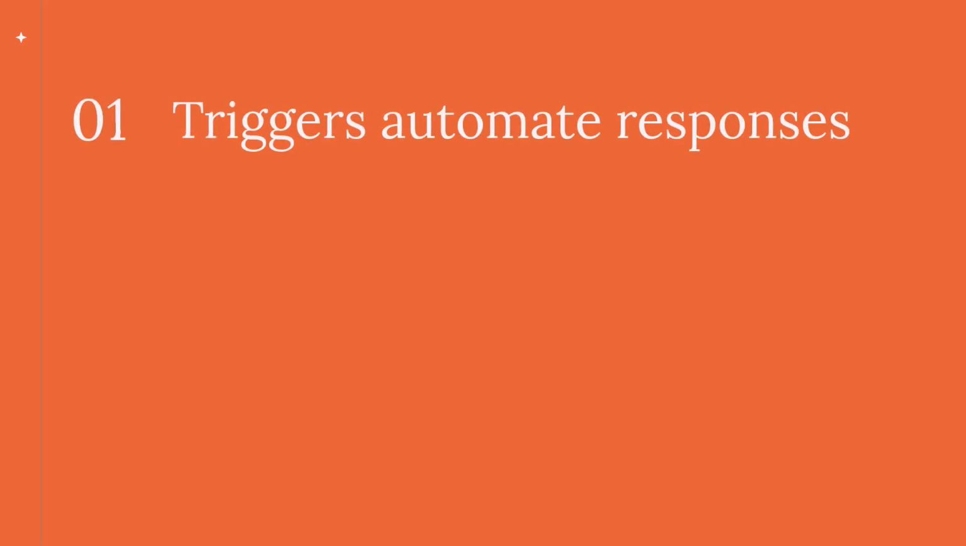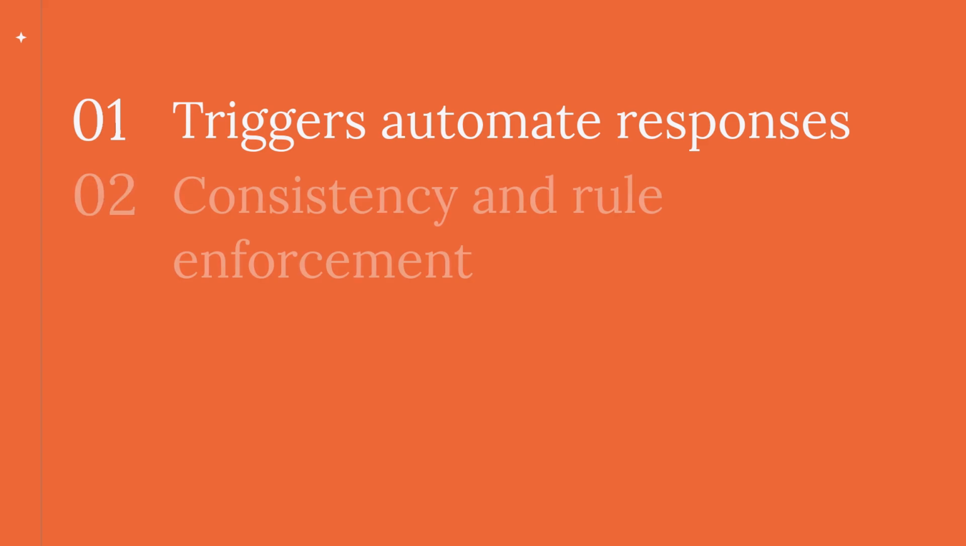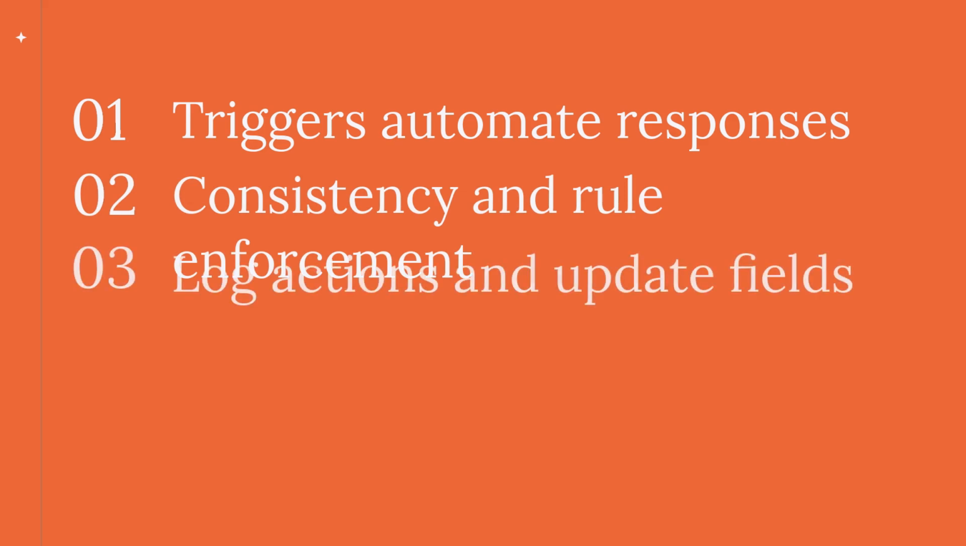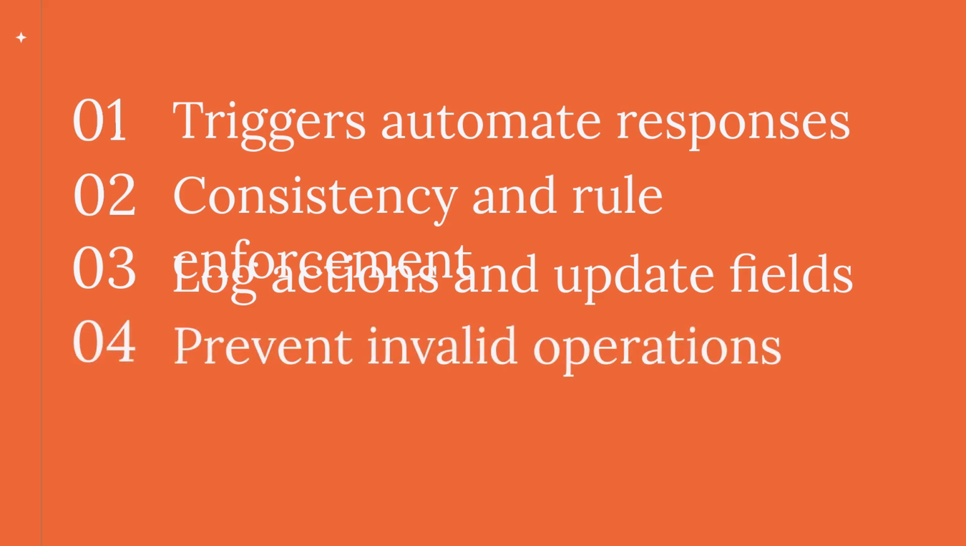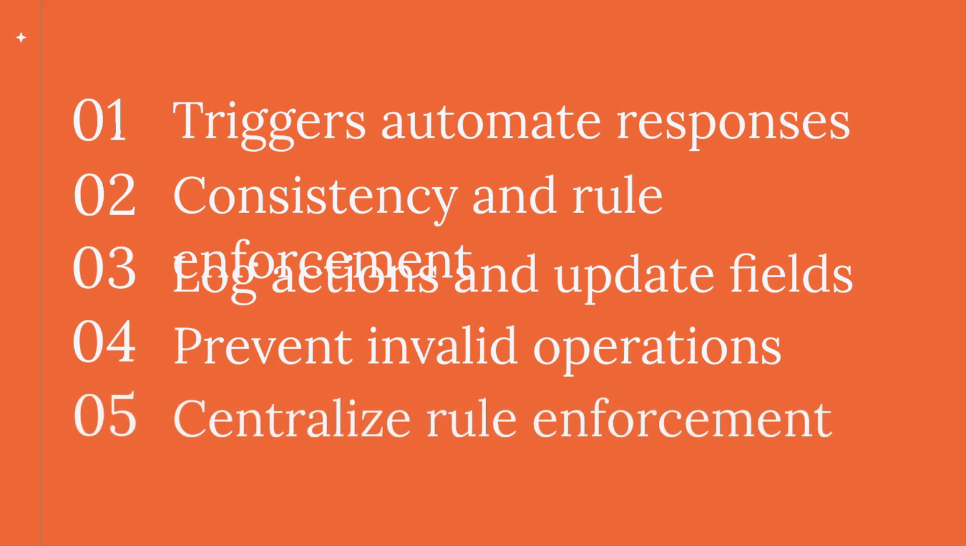Triggers automate responses to data changes, ensuring consistency and enforcing rules. They can log actions, update related fields, or prevent invalid operations. Triggers centralize rule enforcement, reducing application-side logic. However, they can complicate debugging and impact performance if overused. Effective trigger use enhances database robustness.